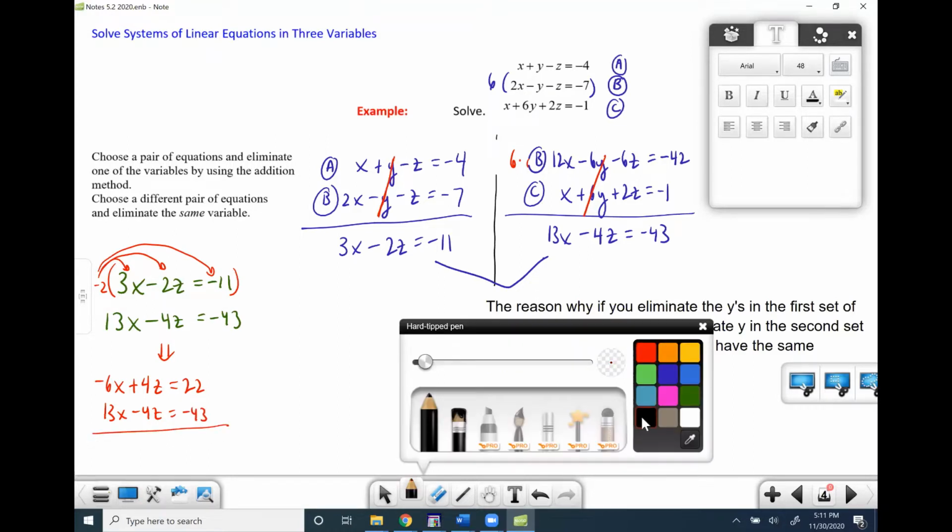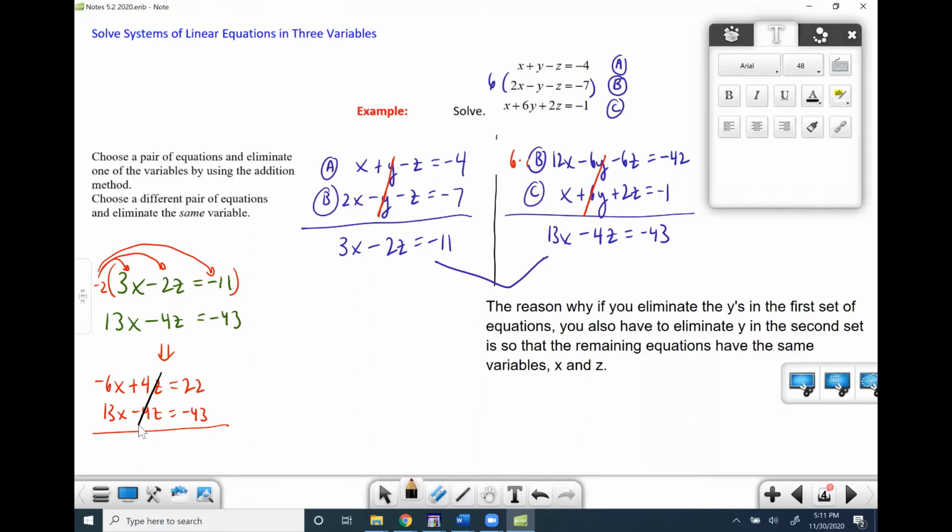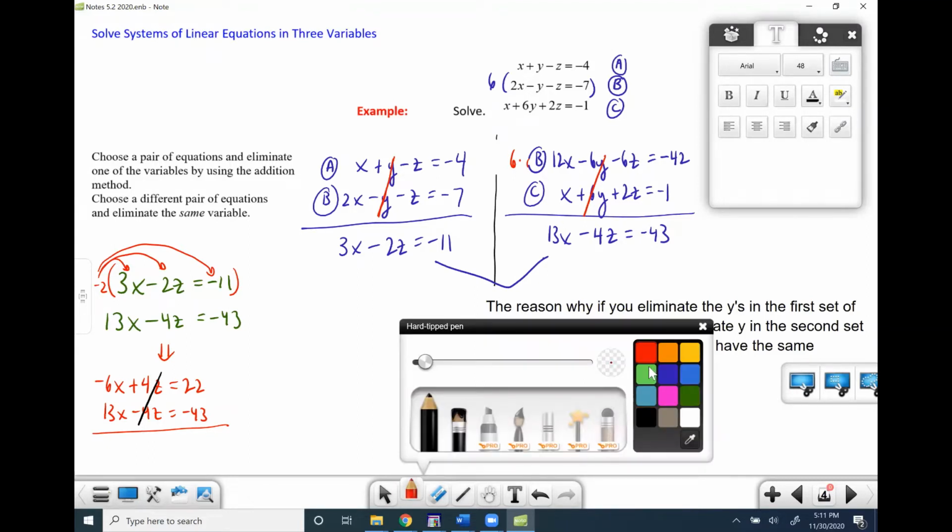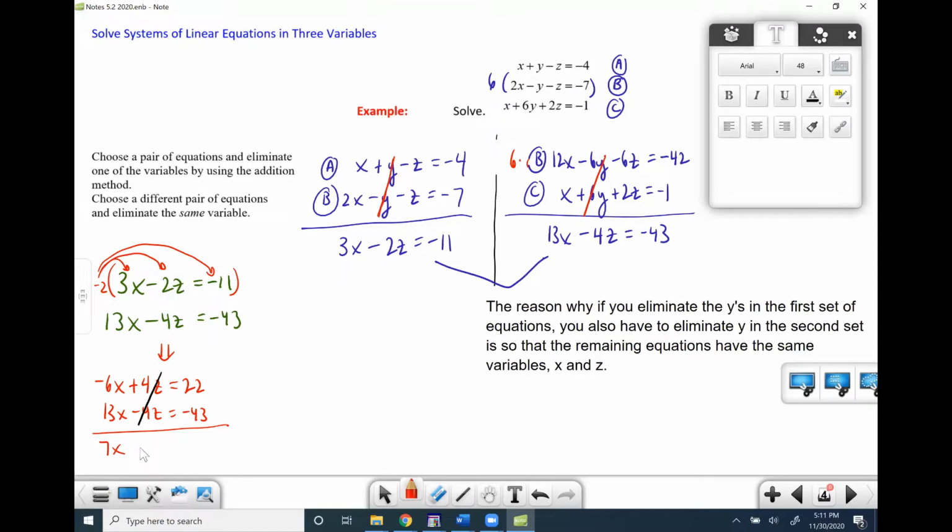Alrighty, these guys just straight up cancel, gone. And we get 7x equals negative 21. And 7 goes into 21 3 times. So we have our x. Now with these, what you're looking for is an x comma y comma z. We got the x. Now we got to get the y.